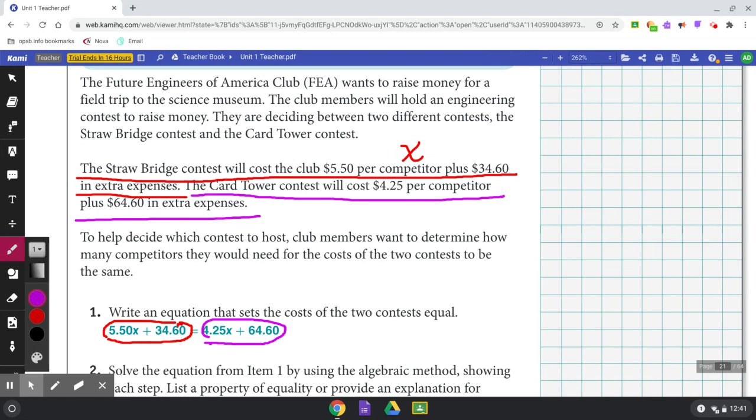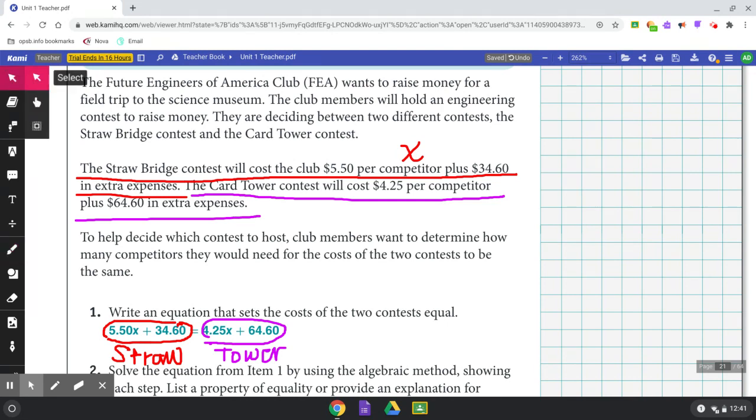So if I go back to writing in red here, if I take my expression that I wrote for the straw, let me write straw here, and I set it equal to the expression that I wrote for the tower, this is the tower, that would be the equation that sets the cost of the two contests equal.